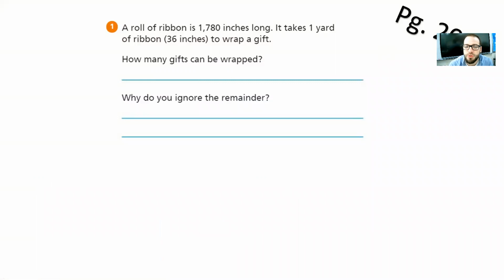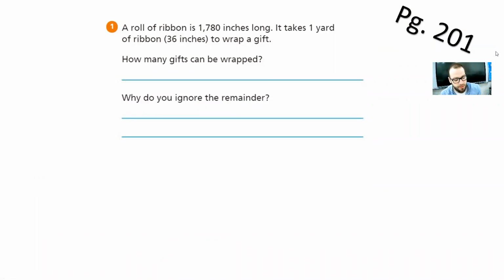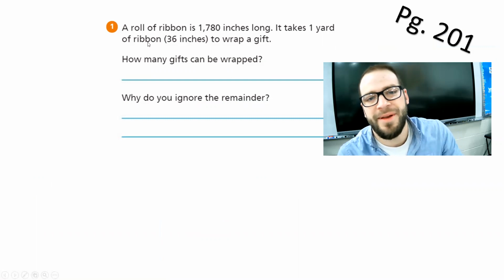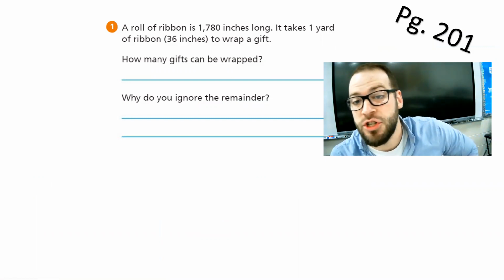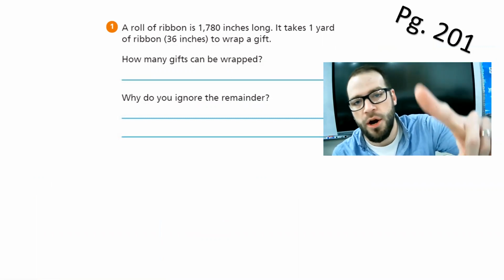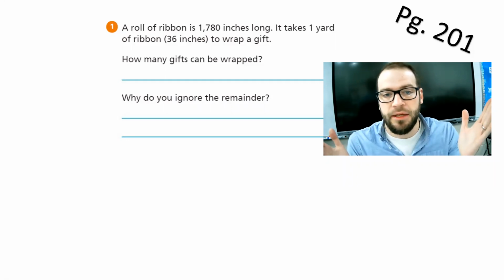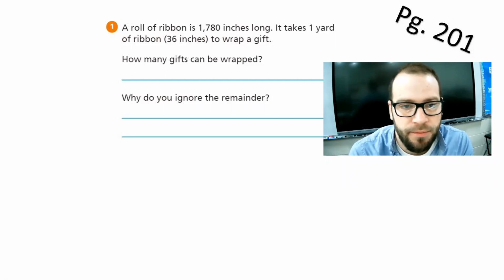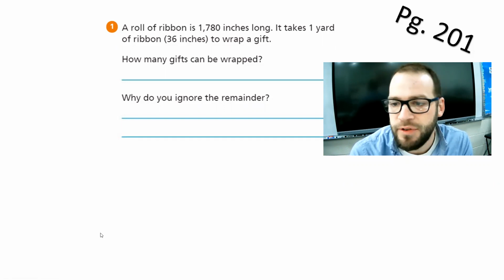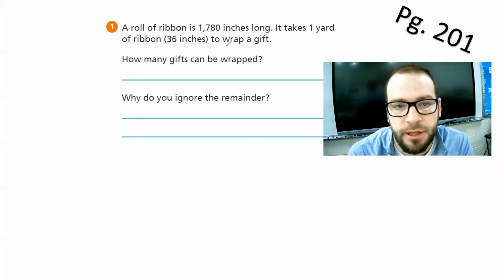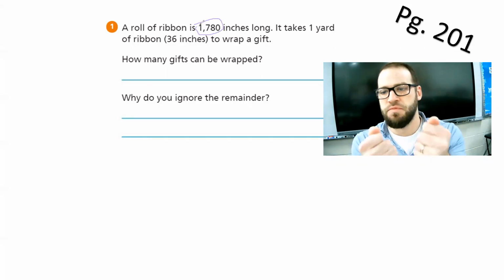All right, so we are on page 201, and we will take our time going over these questions so we understand them, okay? The roll of ribbon is 1,780 inches long. It takes 1 yard of ribbon to wrap a gift. How many gifts can be wrapped? Of course, this is division because that's what the unit's all about. But more specifically, what are we dividing? Well, we have this much ribbon.